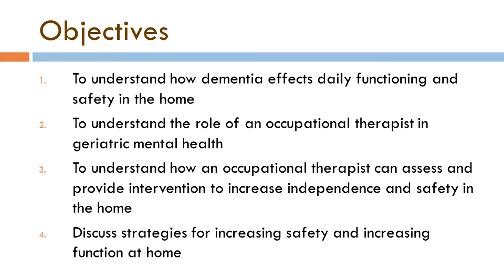So just some quick objectives for me tonight is helping you to understand how dementia affects daily functioning and safety in the home, understand how an occupational therapist could be a support to you in the community for helping to sustain living in the community longer, aging in place at home. And then a brief overview of some of the strategies, some of the things that we might be thinking about as an OT coming into the home and suggesting to you to make within the home environment.